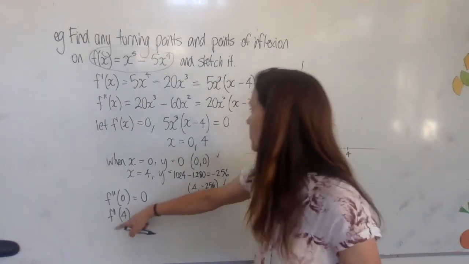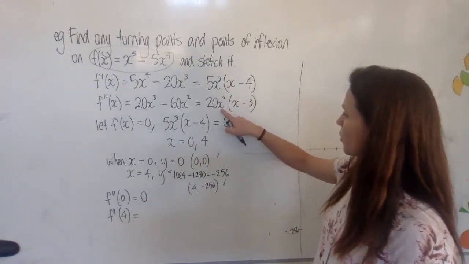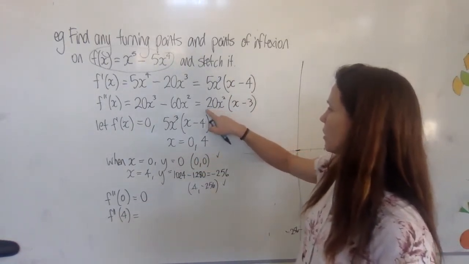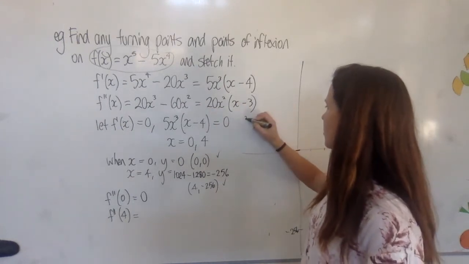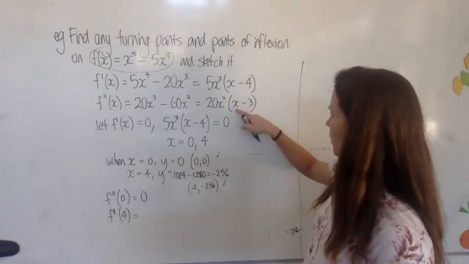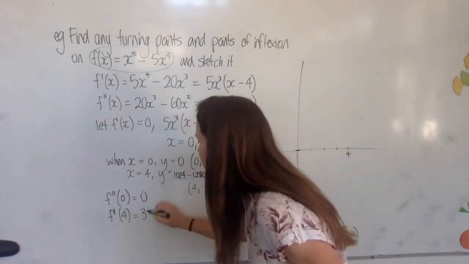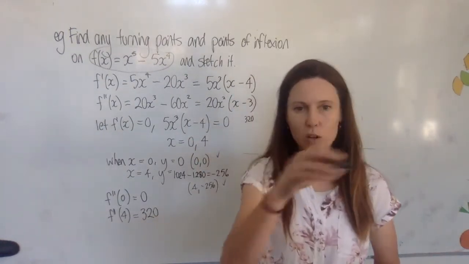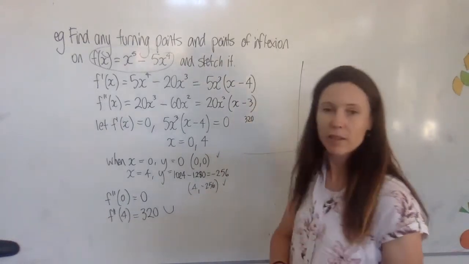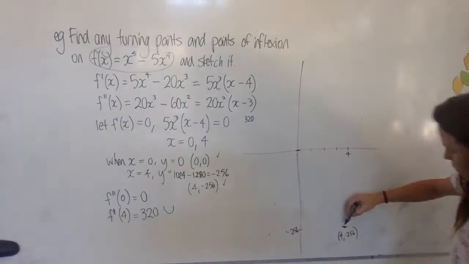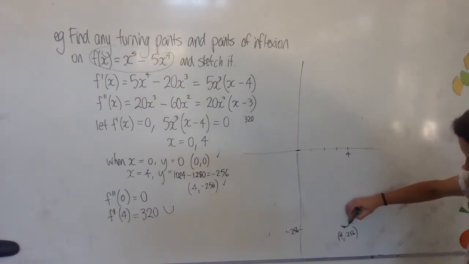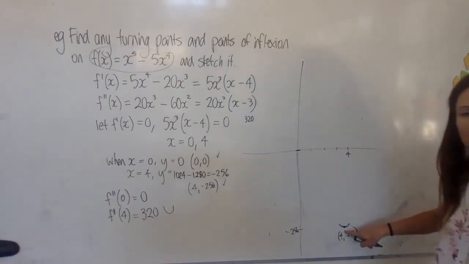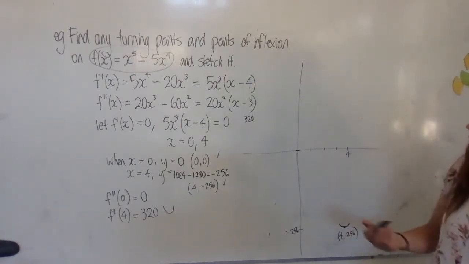For the other one, subbing 4 in here, we've got 4 4s are 16, times 20 is 320, times 1. So that gives us 320. Now, a positive second derivative tells us that we are concave up. Put a little smiley face there to remind you. So that means this point down here is a little mini smiley face, and we can make it like that. It's a minimum turning point, the bottom of a trough.